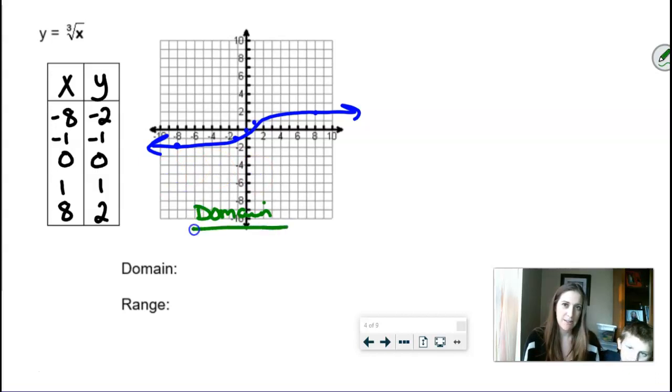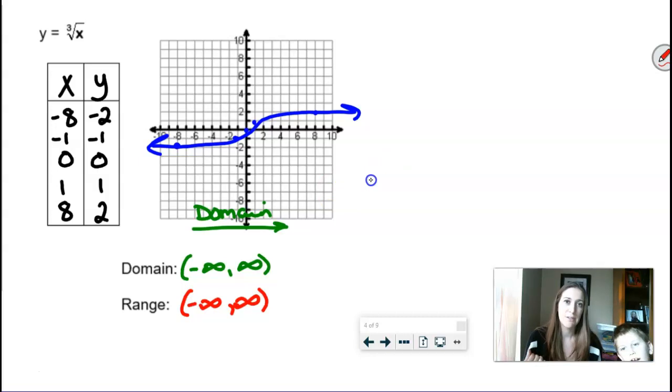Domain's pretty obvious. It looks like it's going forever, so left to right would be negative infinity to infinity. But for range, it does also go forever low to high. So the range also goes from negative infinity to infinity, just super duper fast. Or slow, not fast. Opposite of that.